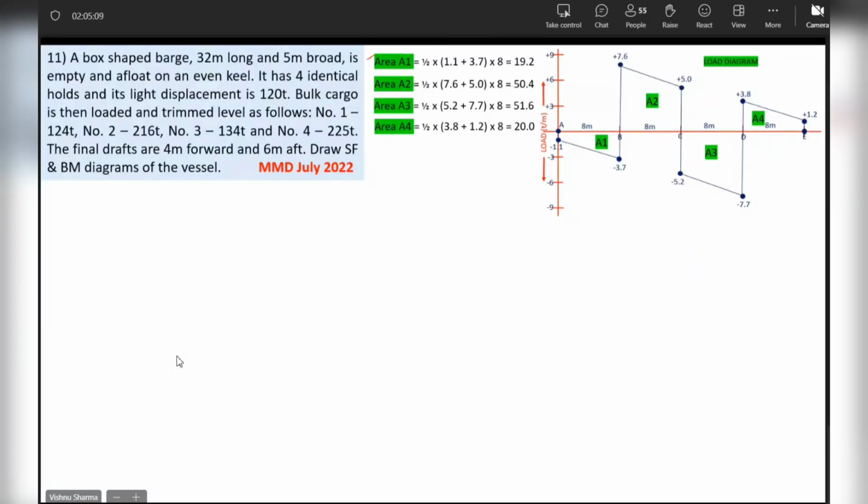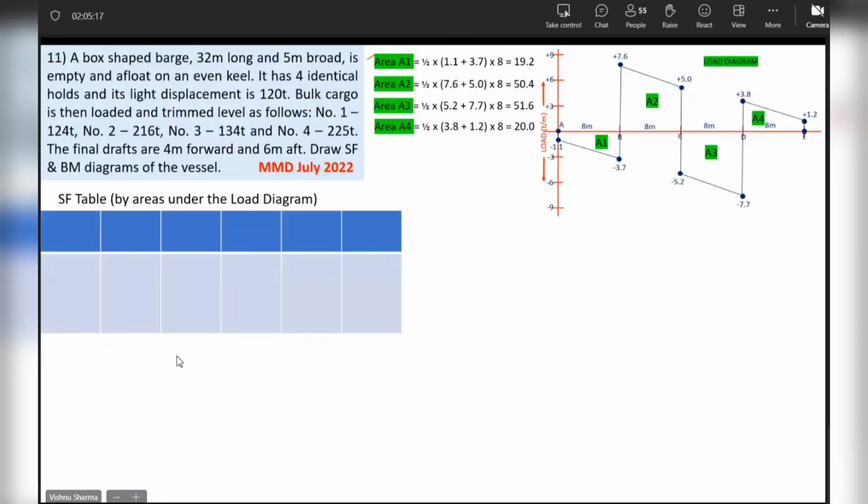Now using these areas, I'll make the SF table. So the SF table by areas under the load diagram you see here now. We don't need any extra point because the load diagram is not cutting at any extra point. So these points are good enough. And we get the SF.